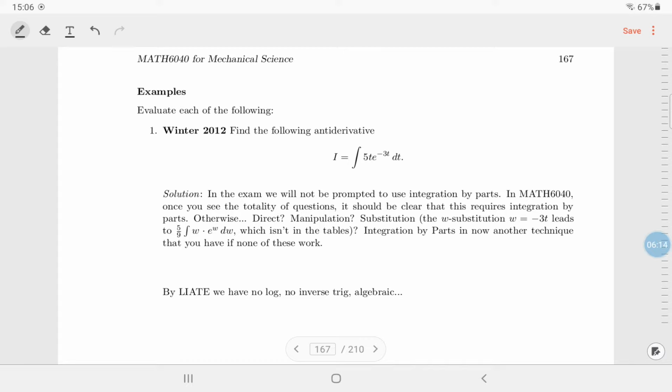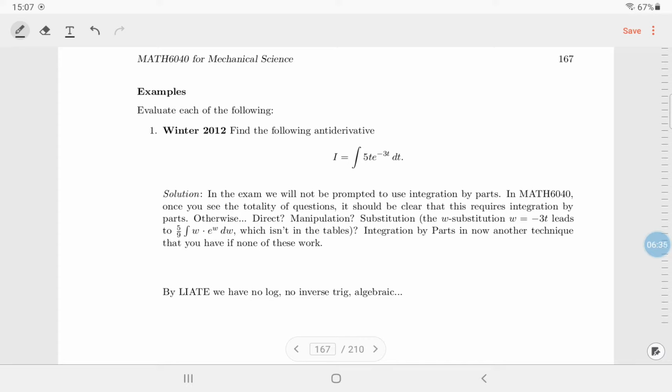I can anti-differentiate 5t, no problem. I can anti-differentiate e to the minus 3t, no problem. But if they're multiplied together, that's basically no good to me. Okay, so I can't do it directly. I can only do it directly if it's a sum. Manipulation means rewriting it. There's nothing really you can do here.